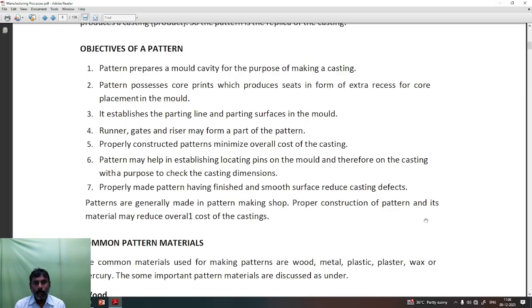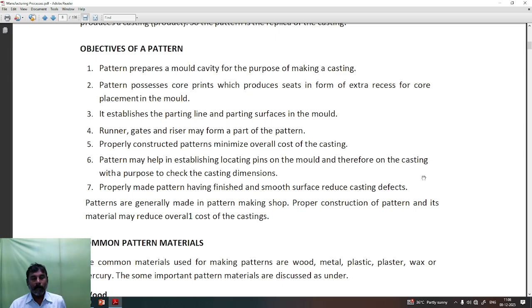Pattern may help in establishing locating pins on the mold and therefore on the casting, with a purpose to check the casting dimensions. A properly made pattern having a finished and smooth surface reduces casting defects. Patterns are generally made in the pattern making shop. Proper construction of the pattern and its material may reduce the overall cost of the casting.